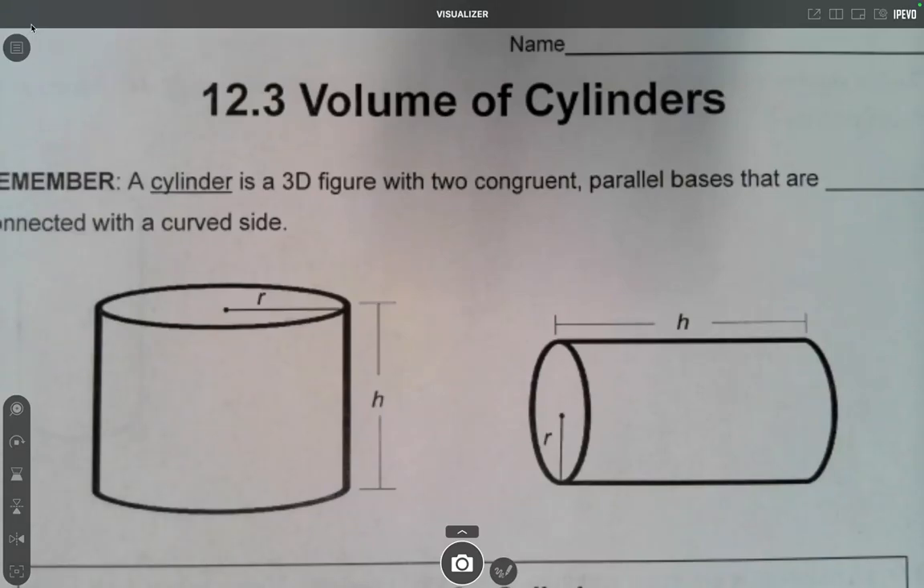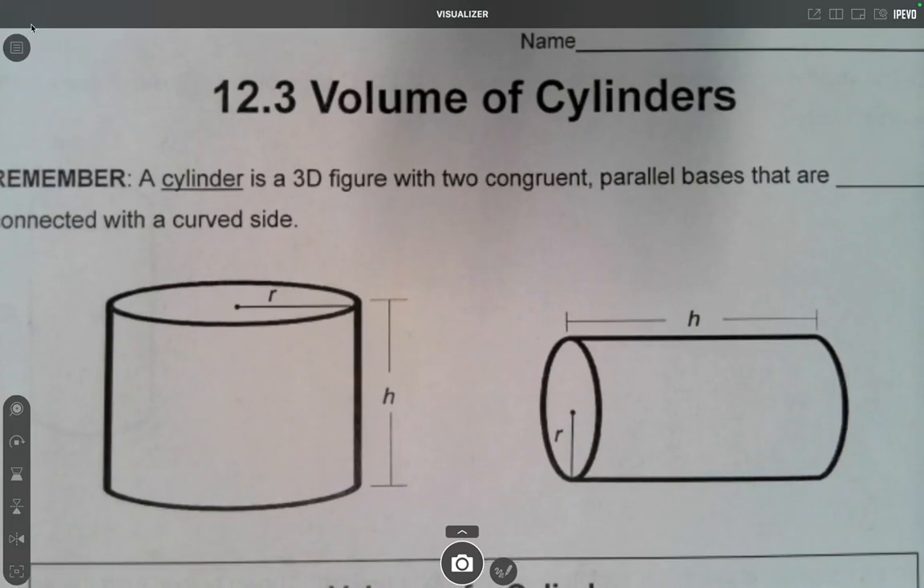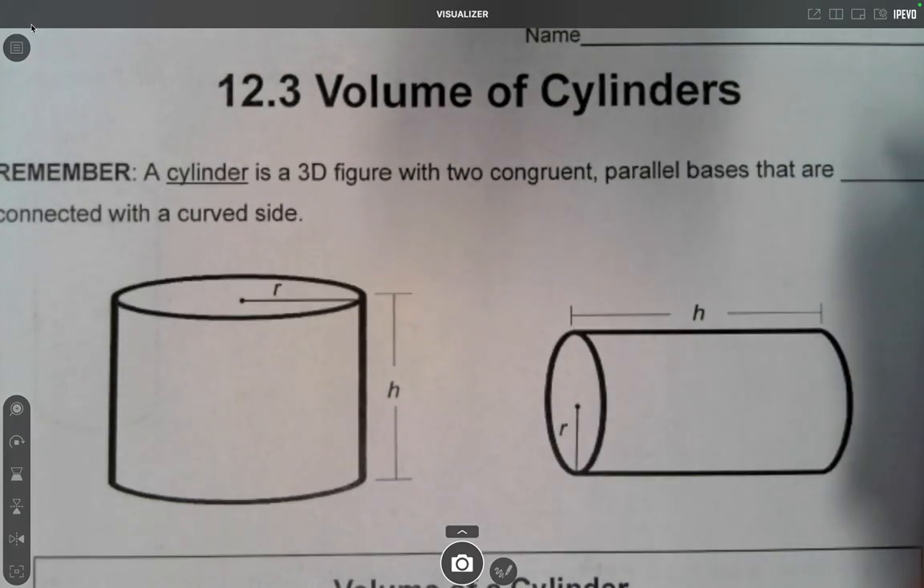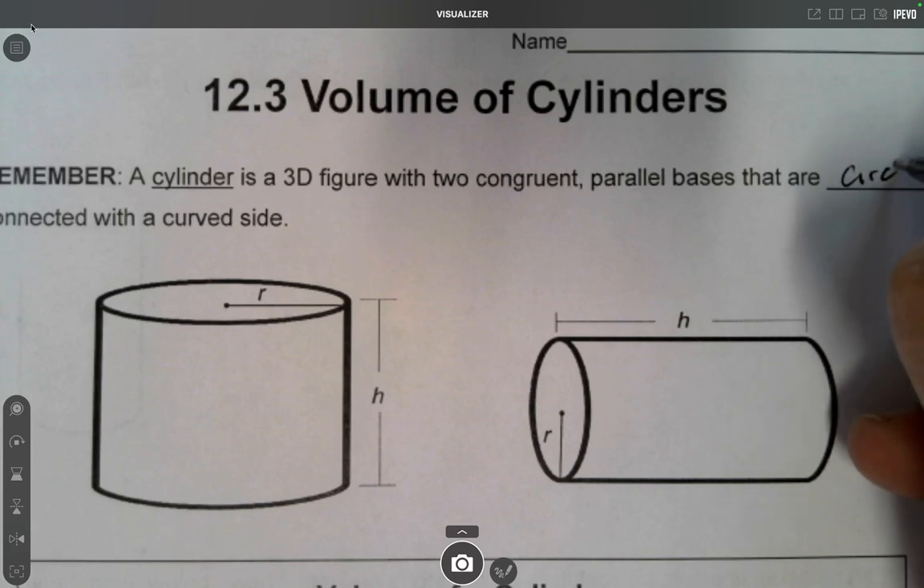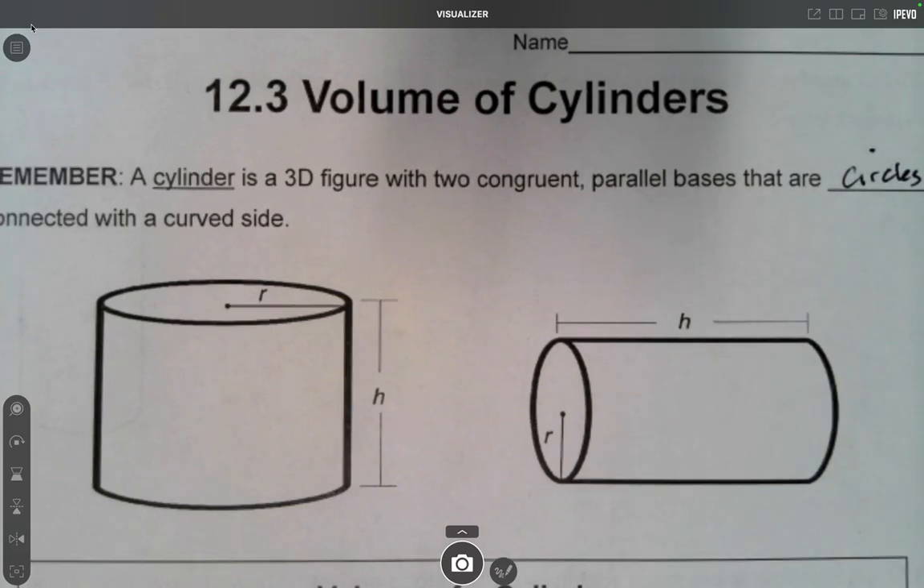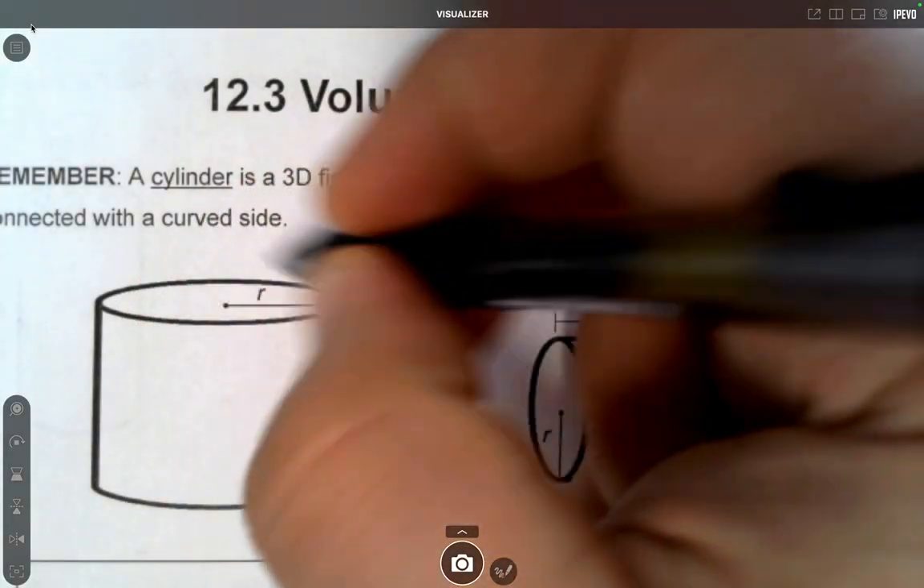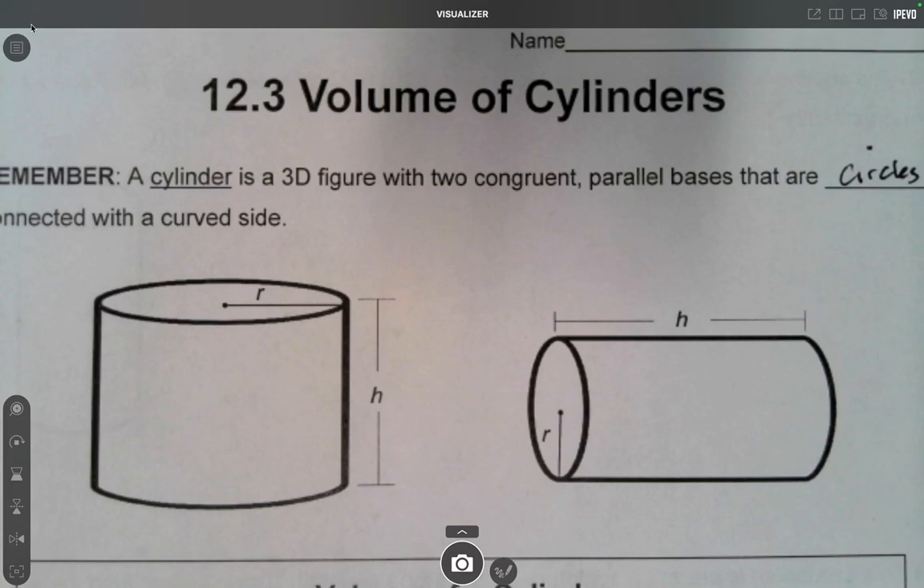Today we're going to talk about the volume of cylinders. Remember, a cylinder is a 3D figure with two congruent parallel bases that are circles connected with a curved side. These are technically not polyhedrons because they don't have all flat surfaces. You've got this curved side right here, but they still are 3D figures, and we can find the volume of them.